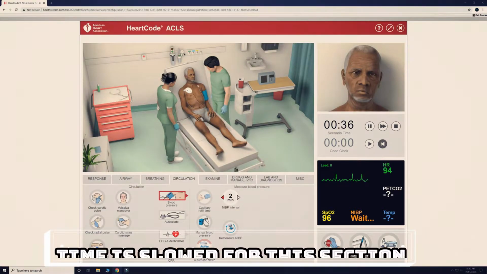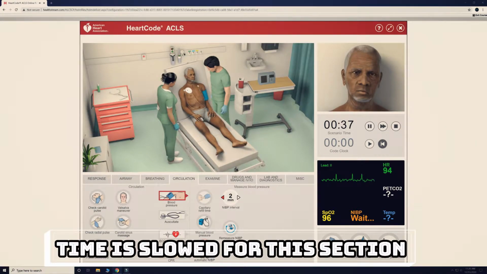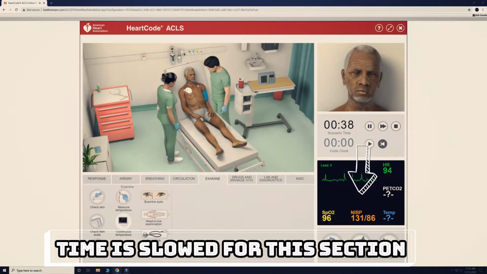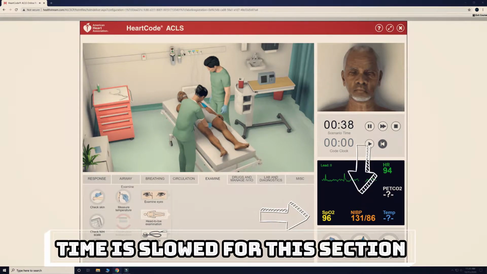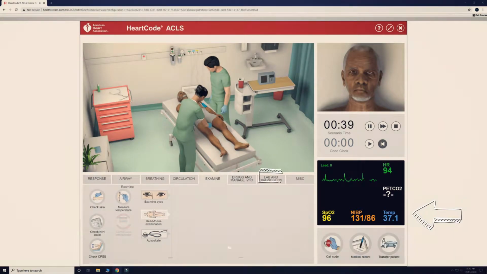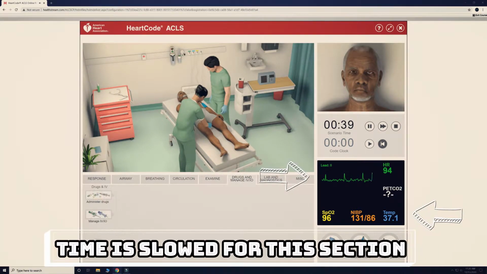So now we are going to transition into getting our baseline vital signs consisting of a pulse oximeter, a 3-lead ECG, blood pressure, and temperature. Here we can see that we have a blood pressure of 131/86 with an SpO2 percentage of 96 on room air, a temperature of 37.1 degrees Celsius, and a heart rate of 94 with atrial fibrillation on the ECG monitor.